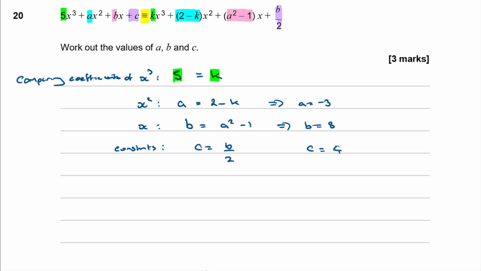Okay, so we worked out the values of a, b and c. A is minus 3, b is 8, c is 4. Easy squeezy. Just highlighting it up like that. There we go. That's where I got them all from.